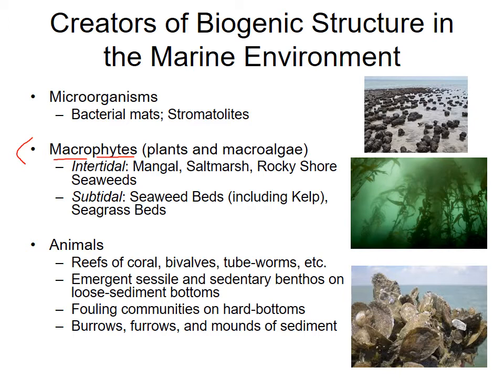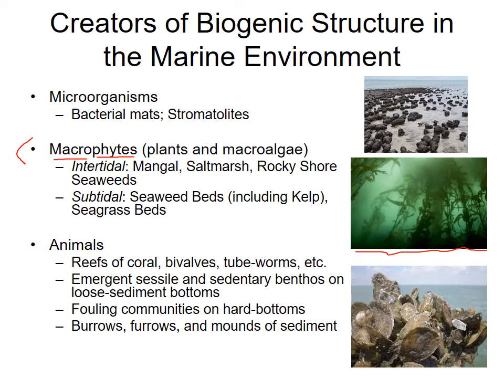Below the waterline in the subtidal zone, there are additional types of macrophyte habitats like seaweed beds, such as the kelp bed in the picture on the right here. This is a kelp bed. And also seagrass beds, which are made by true plants called seagrass that we'll discuss later in the lecture.